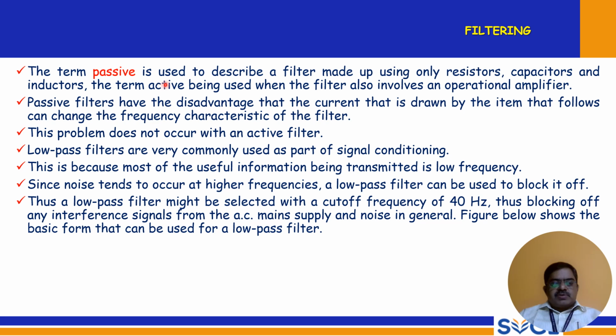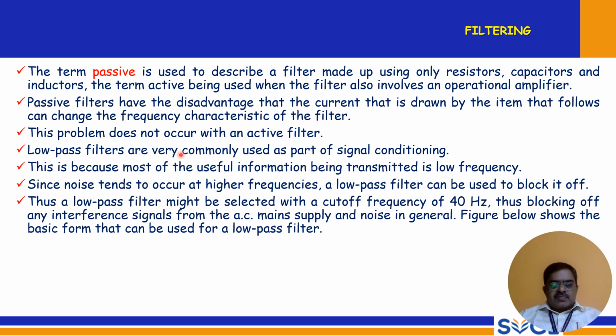So the term passive is used to describe a filter made up using only resistors, capacitors, and inductors. So a passive circuit consists of all these three elements: resistors, capacitors, and inductors. The term active being used in the filter also involves an operational amplifier. So here the active filter will also have an operational amplifier. Passive filters have the disadvantage that the current that is drawn by the item that follows can change the frequency characteristic of the filter. This problem does not occur with an active filter.